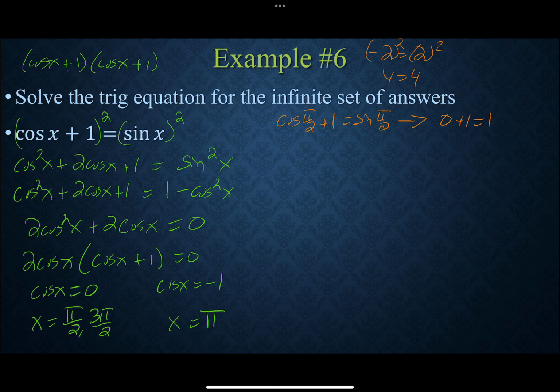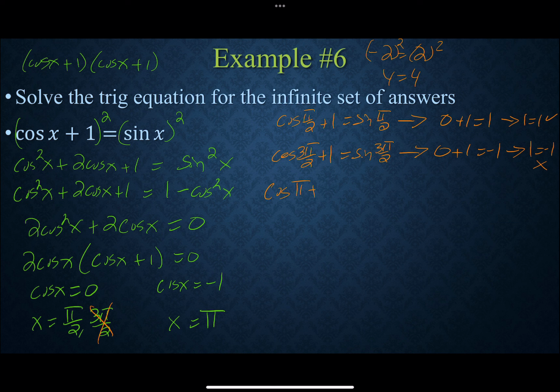0 plus 1 equals 1. 1 equals 1. That's okay. 3 pi over 2. So we have cosine of 3 pi over 2 plus 1 equals sine of 3 pi over 2. 0 plus 1 equals negative 1. We get 1 equal to negative 1. That's false. So 3 pi over 2 is an extraneous answer. And that's exactly what happened there. 1 and negative 1 are not the same, but when you square them, they appear to be the same.